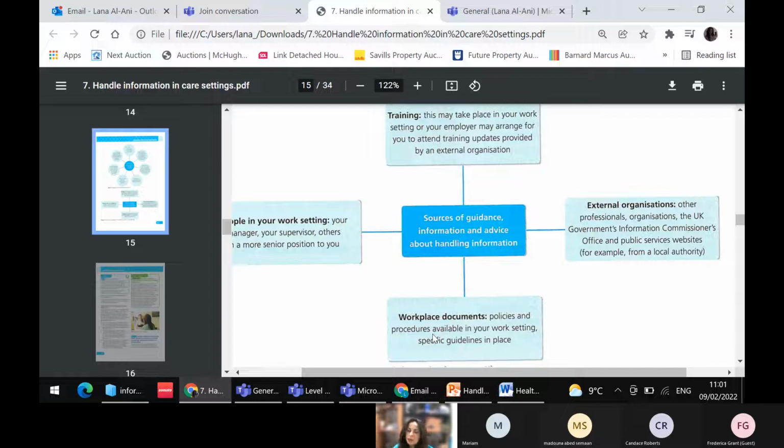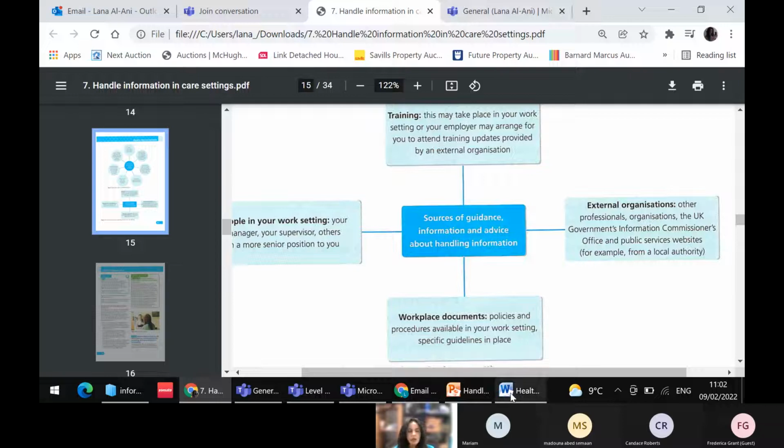Do they have it in cupboards only? Do they have it online? Do they have it all online? There is no paper-based. Everything you can find in the policy and procedure, which is available in the work setting, specific guidance in the place. There are guidelines in the place about how we handle the data, and also there are policy and procedure which you should follow about the data.